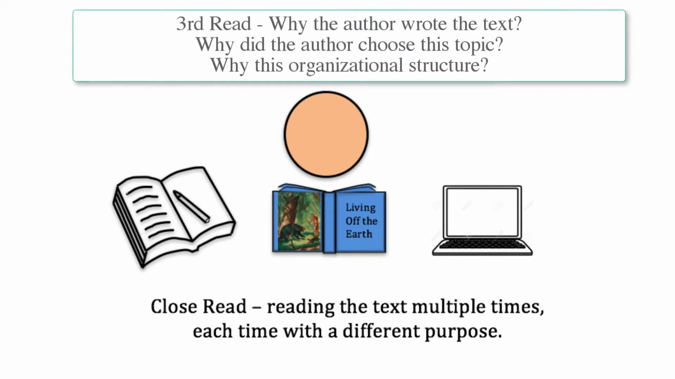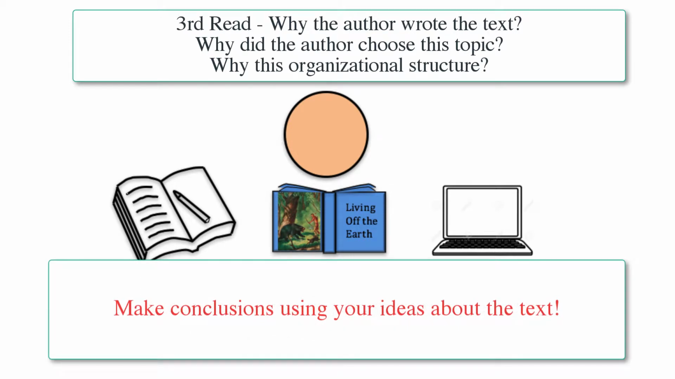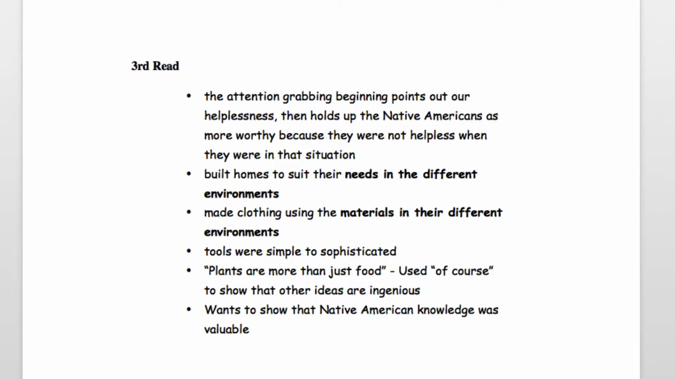Now you'll read the text for a third time. The purpose of this read is to determine why the author wrote this text. You've identified a central idea. Why did the author choose this idea? Why did the author choose this organizational strategy to develop the idea? Why did the author choose this tone? What conclusions can be based on the ideas you identified after the second and third reads? Your notebook could look like this.